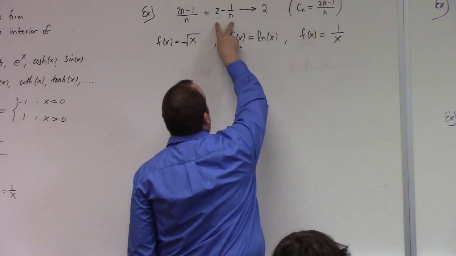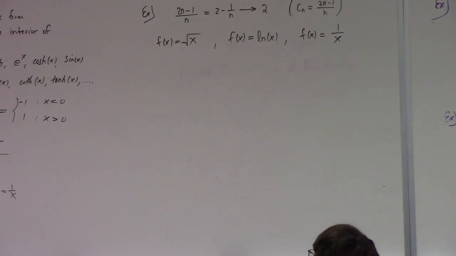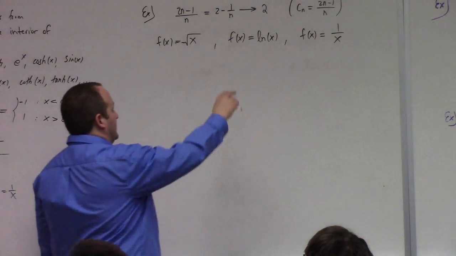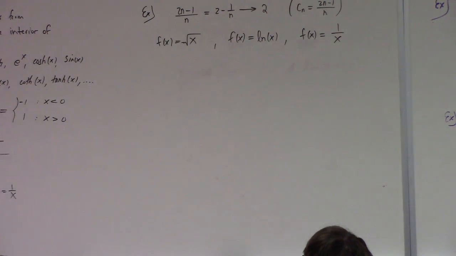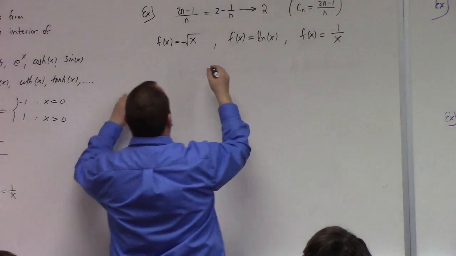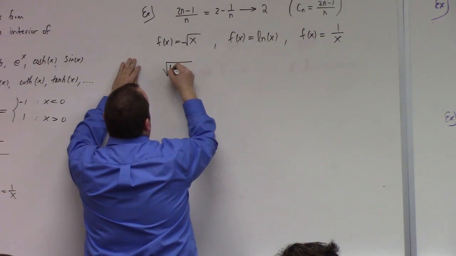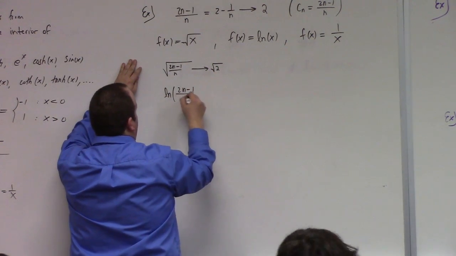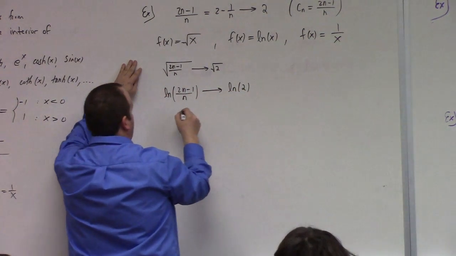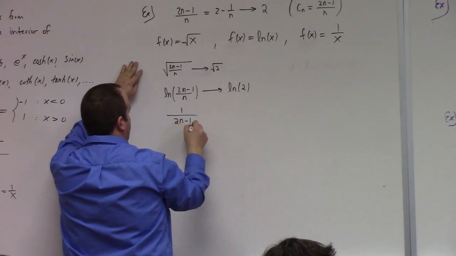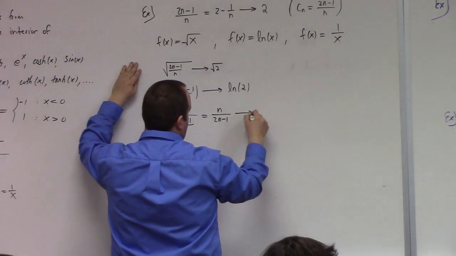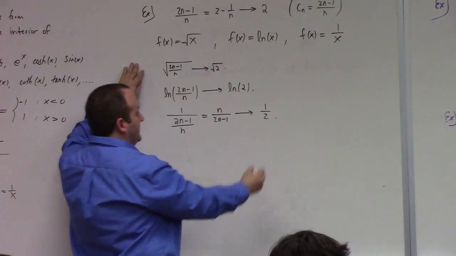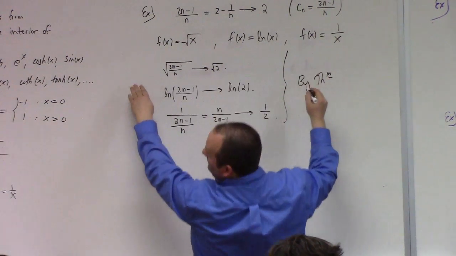But if you look at this sequence, right, the smallest it is what? One, right? n equals 1, 2 minus 1 is 1. And then it's like 3 halves. And it just goes to 2. So clearly this sequence is positive. So these are fine. In other words, f of c_n makes sense. Okay? So consequently, the square root of (2n minus 1)/n goes to the square root of 2. The natural log of (2n minus 1)/n goes to the natural log of 2. 1 over (2n minus 1)/n, also known as n over (2n minus 1), goes to 1/2. All by Theorem 11.3.12.